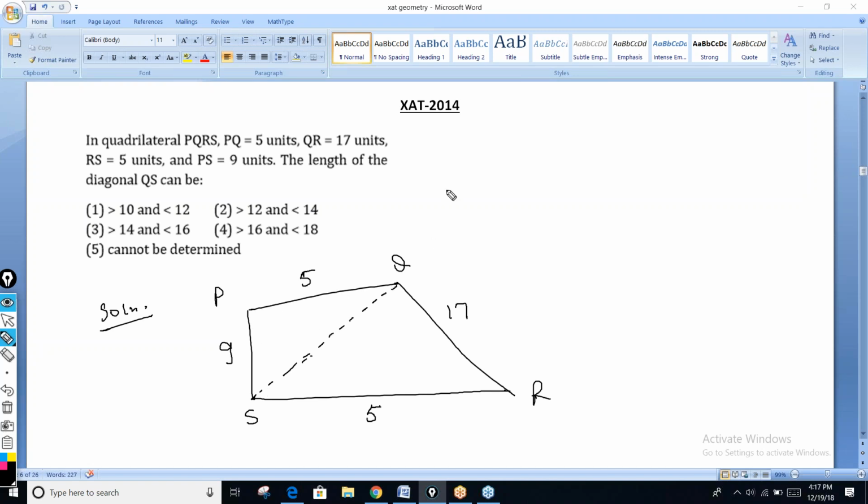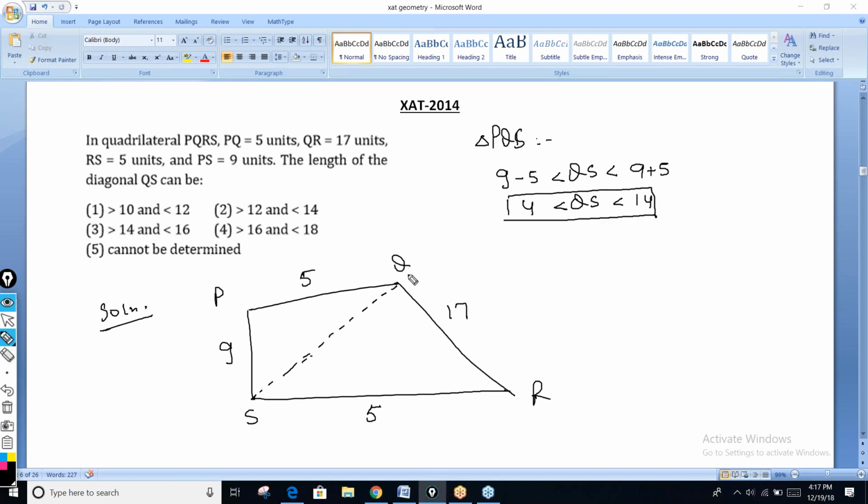If you see this triangle PQS, the length of the third side QS has to be less than the sum and greater than the difference of the other two sides. That is the basic property of triangle. So QS has to be less than 14 and greater than 4.